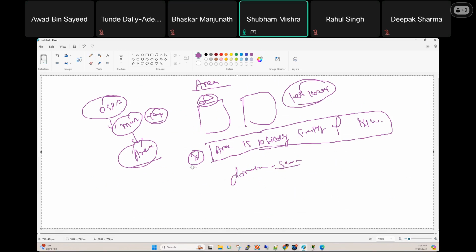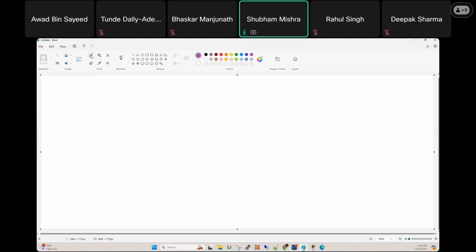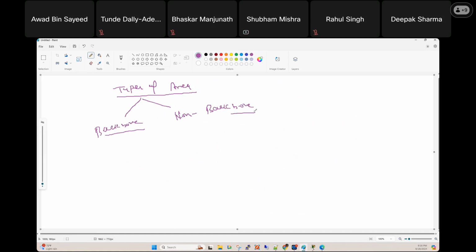Now one more thing: types of area. There are two types of area in OSPF. The first one is backbone area, and the second one is non-backbone area. Please remember, area 0 is called the backbone area, and all the other areas are called non-backbone areas.